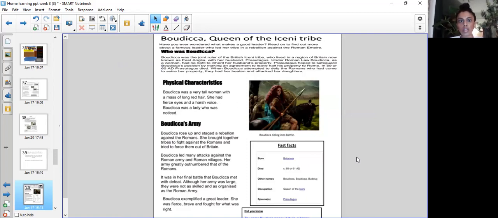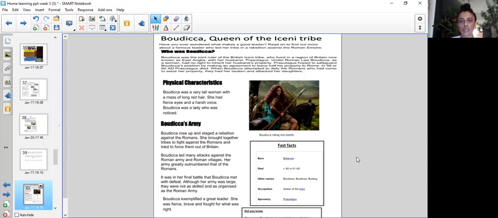Under Roman law, Boudica, as a woman, had no right to inherit her husband's property. Prasutagus hoped to safeguard Boudica's position by making an agreement to leave half of his property to Rome. In 59 or 60 AD, Prasutagus died. When Boudica attempted to defy the Romans who had come to seize her property, they beat her and attacked her daughters.